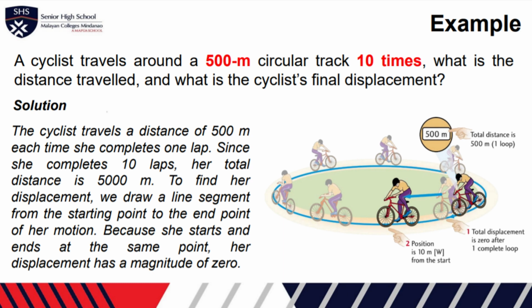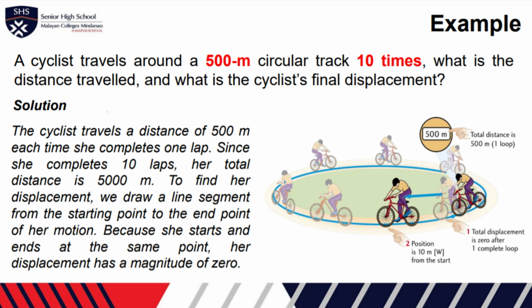Moving on, we have here a very good example again to differentiate further between distance and displacement. A cyclist travels around a 500-meter circular track 10 times. Question: what is the distance traveled and what is the cyclist's final displacement? I'd like you to answer it first.